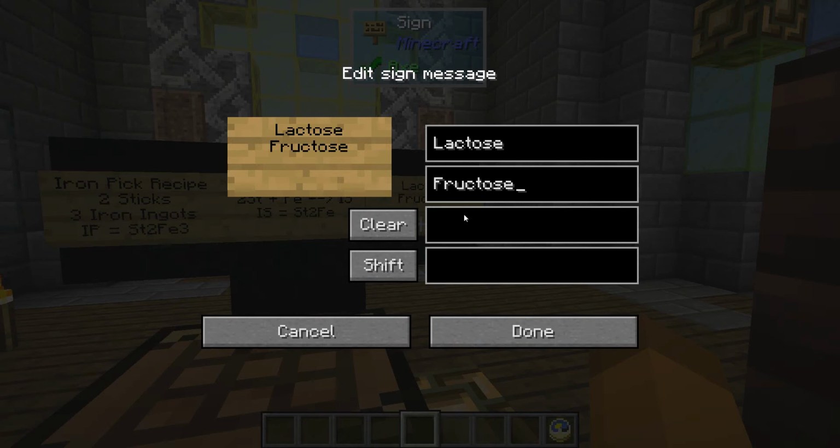Lactose and fructose have very similar empirical formulas, but their structures are different. Even closer than fructose is glucose. Both of these have 6 carbons.